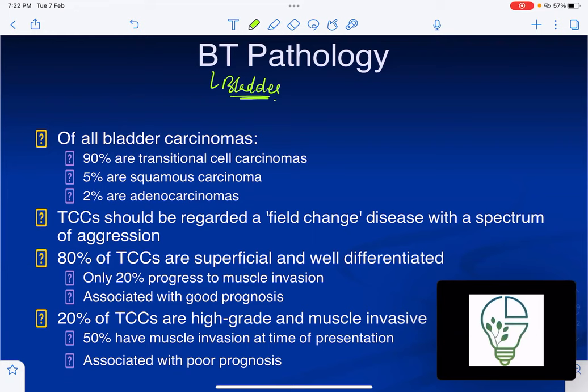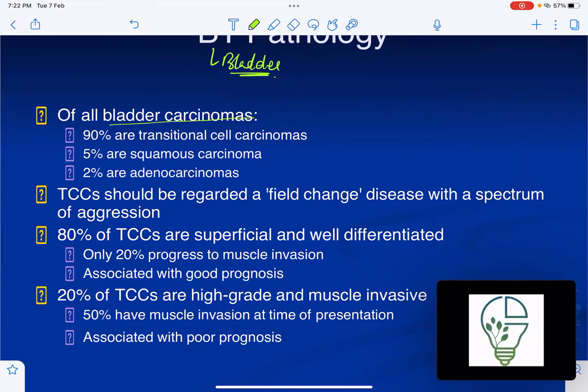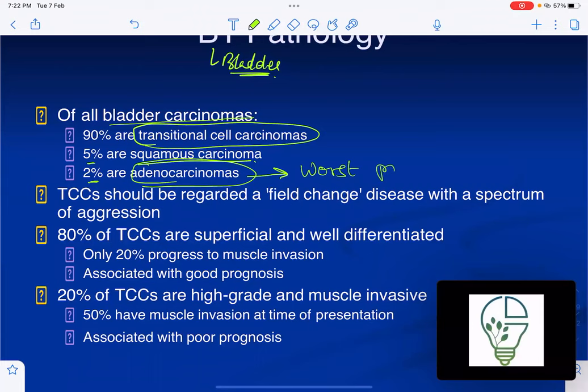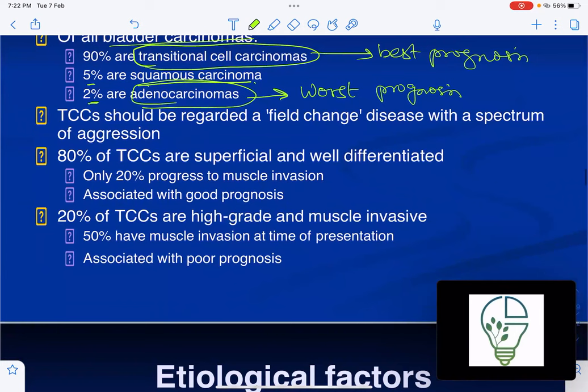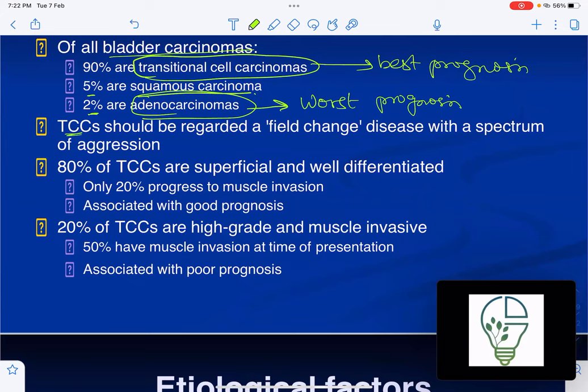So the classification of the bladder carcinomas is as follows. Most of them are transitional cell carcinomas, 5% are squamous cell, and 2% are adenocarcinomas. Adenocarcinomas have the worst prognosis, while transitional cell carcinomas have the best prognosis. And this itself explains why bladder tumors in general have good prognosis on their own.